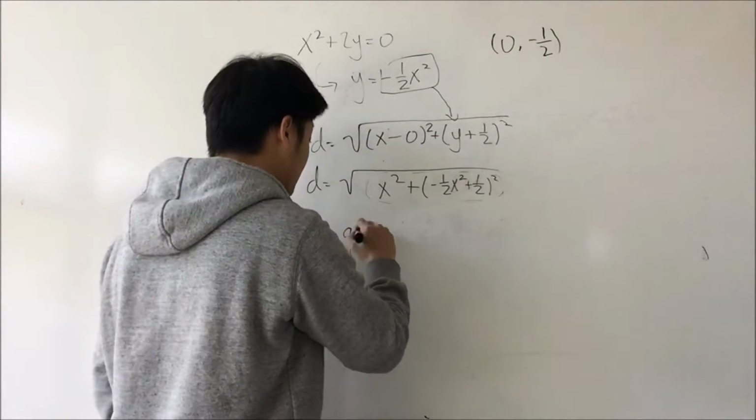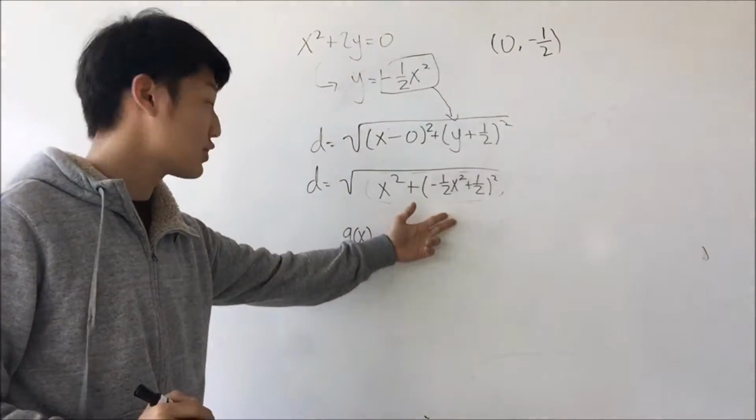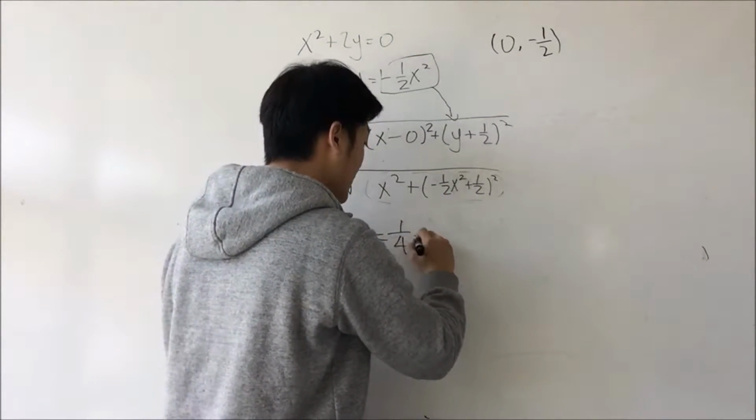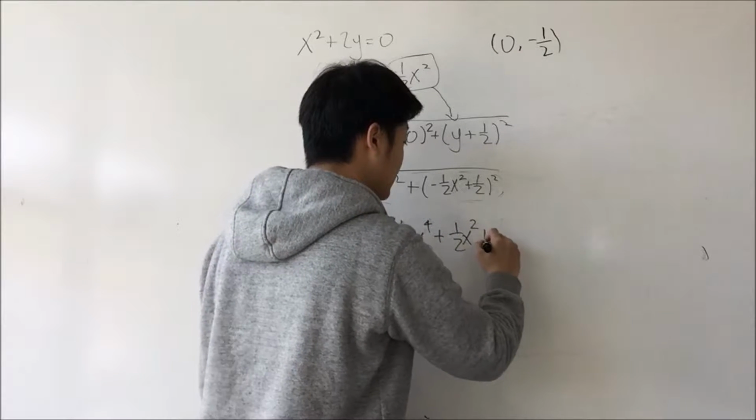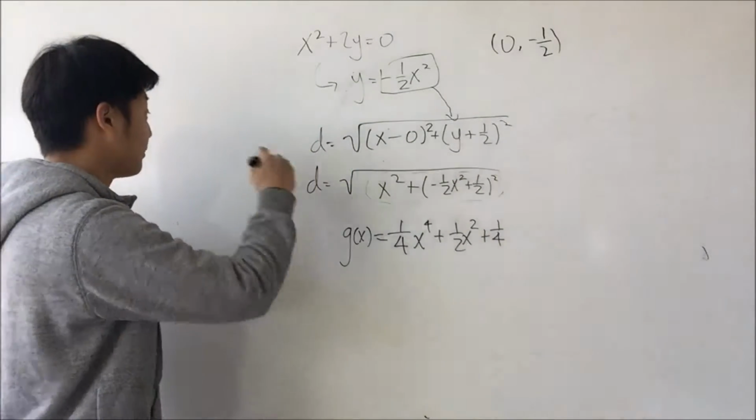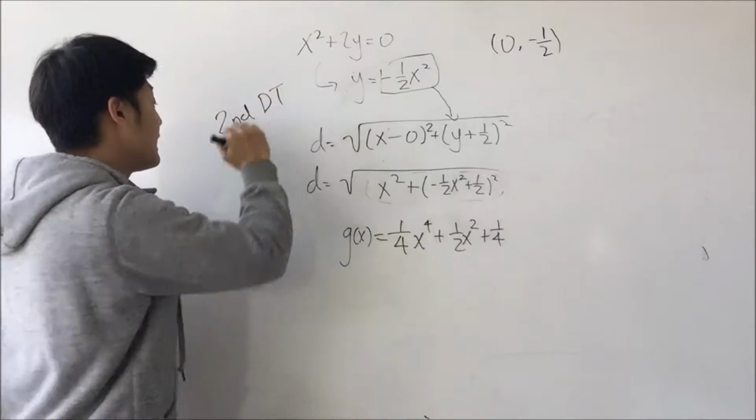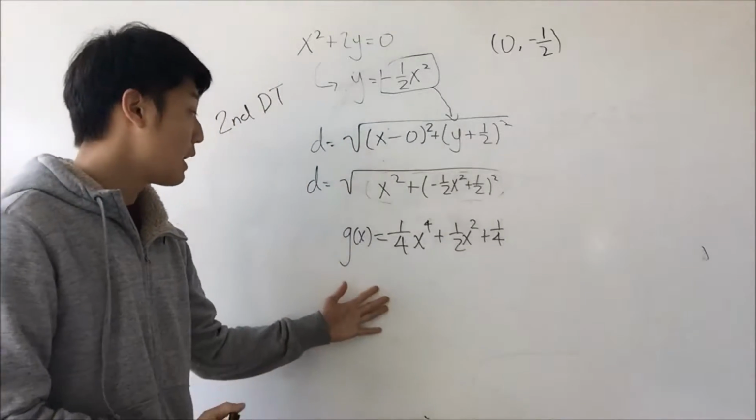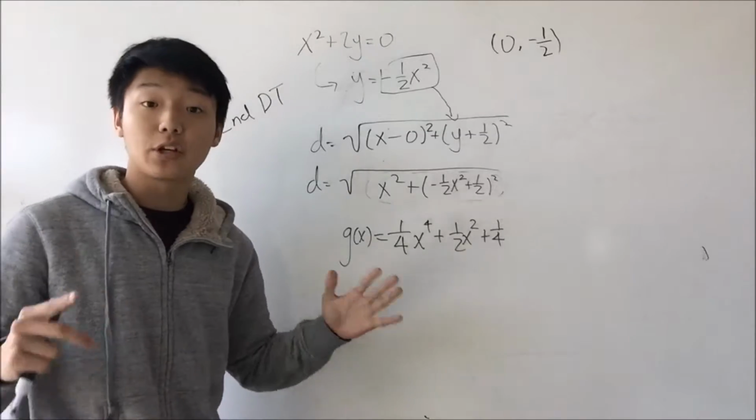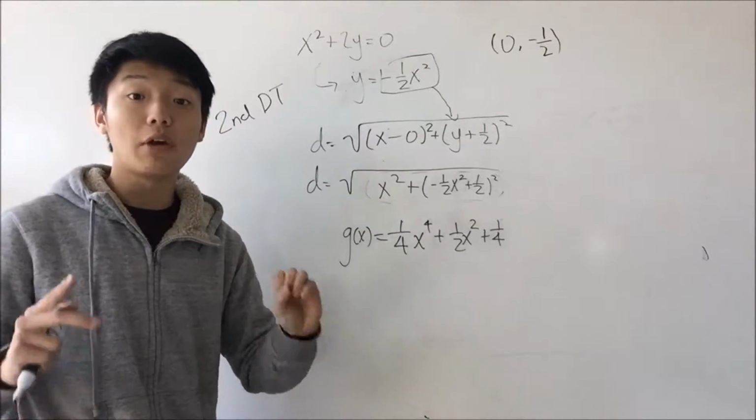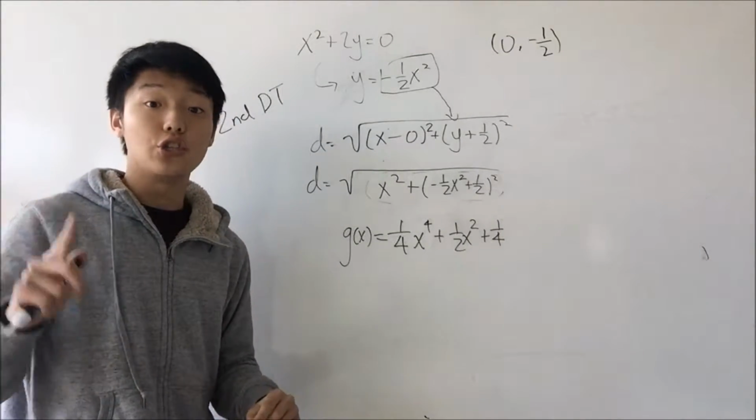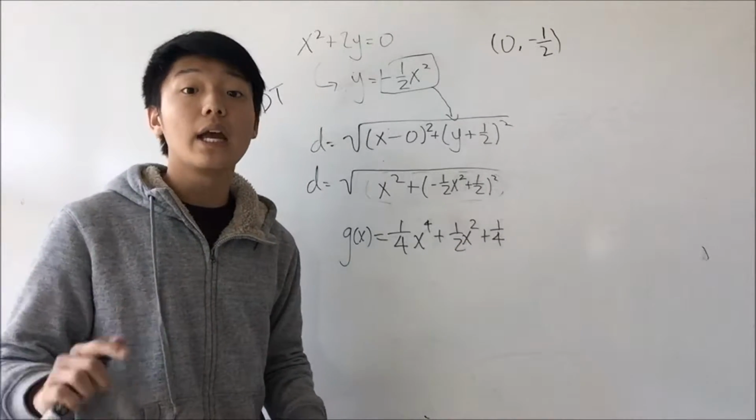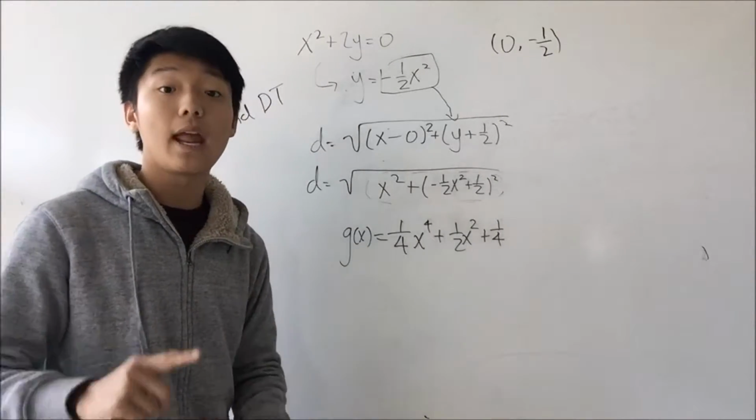So, I set g of x for this function, and by simplifying the function inside of the square root, it will become 1/4 x to the 4th plus 1/2 x squared plus 1/4. Now, let's use the second derivative test. Through the second derivative test, we first make g prime and set it equal to 0 and find the critical point. After finding the critical point of x, we take another derivative to get g double prime of x and plug in the critical value. If a negative number comes out, it will be a maximum, and if a positive number comes out, it will be a minimum. And we're searching for a minimum right now.